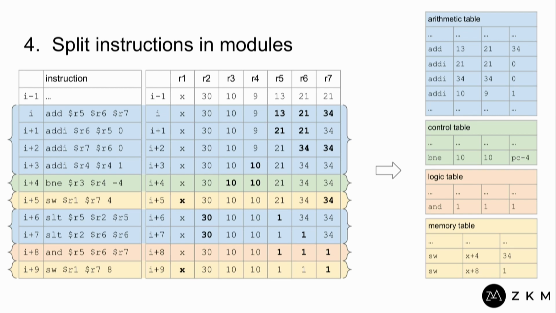As I mentioned, we need to apply the constraints on the execution trace. Because different instructions have different constraints, we split the instructions by type into different modules, like an arithmetic module, a CPU module, a logic module, and a memory module. Different modules have different constraints. And of course, we also need to make sure that the values they share, like the different columns, are identical.